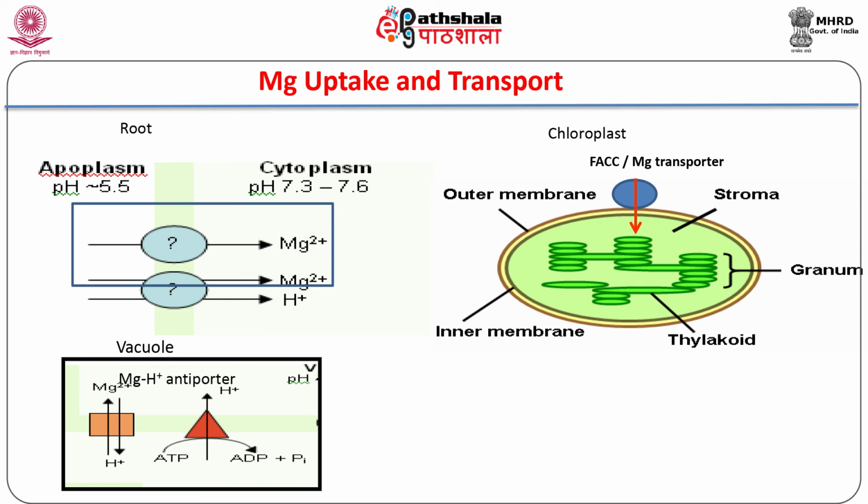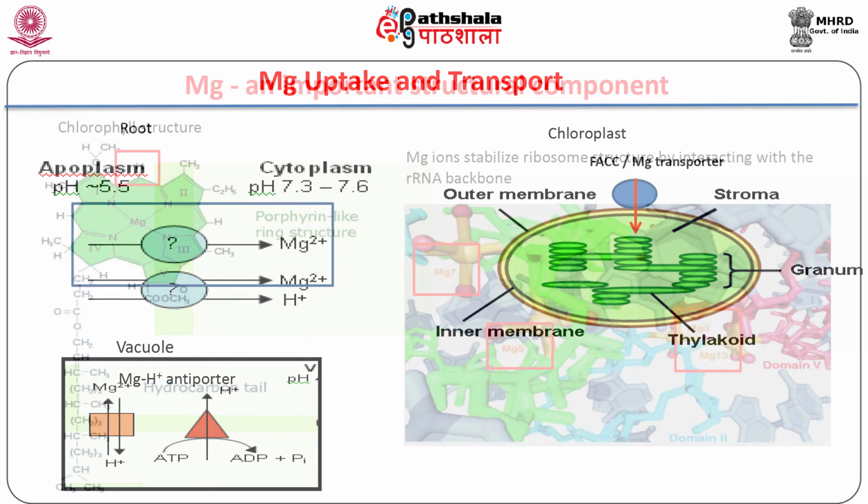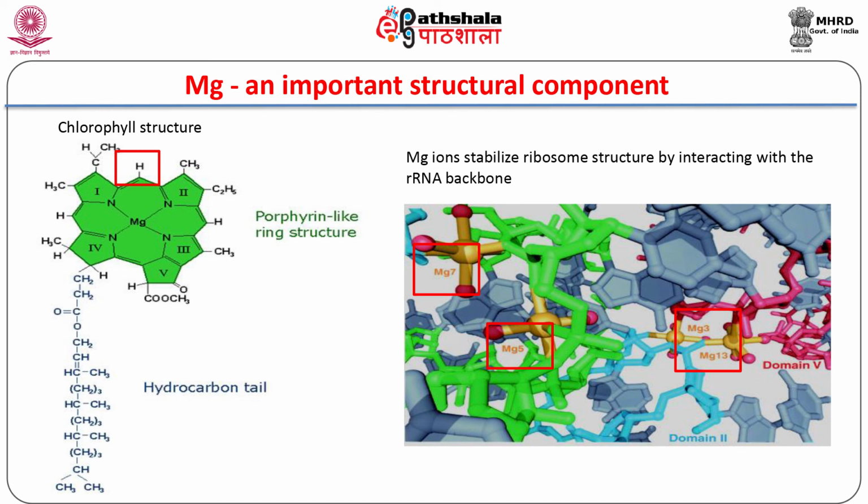Vacuoles serve as stores for magnesium, and release of magnesium from the vacuolar stores has been shown to involve another transporter. Plant cells show magnesium concentration of 15 to 25 millimolar. Most of magnesium is bound to chlorophyll molecules. It also plays a role in joining and stabilizing ribosomal structure by interacting with the rRNA backbone. Magnesium serves as a cofactor for the activity of a large number of enzymes.